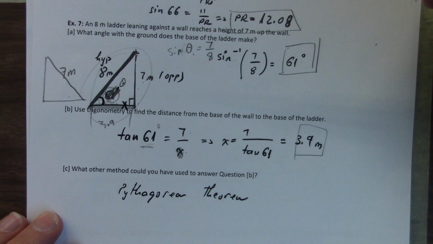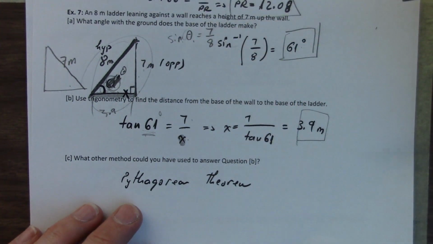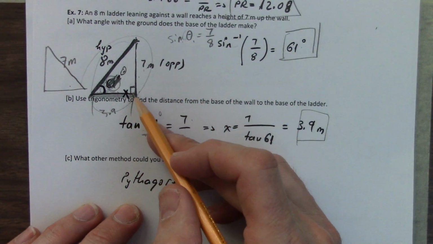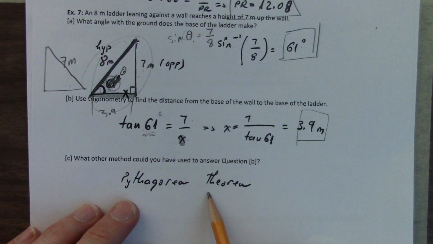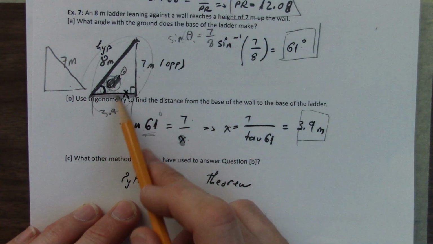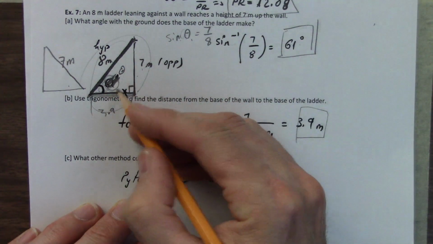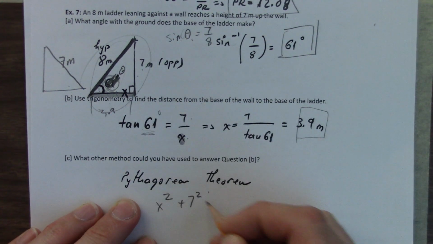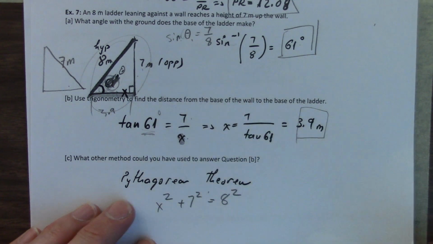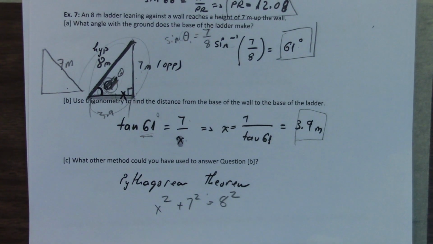Finally, it says, what other method could you have used to answer question B? Could have used Pythagorean theorem. I don't think so. Oh, yeah, you could have. So you could have said x squared, which is one of the sides, plus 7 squared is equal to 8 squared. Could have done that. Okay. What else could we have done? Yeah?